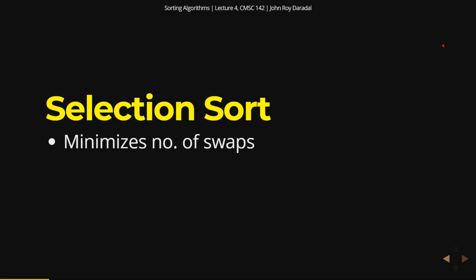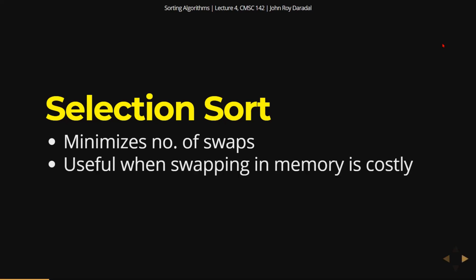Okay? So the selection sort actually minimizes the number of swaps because at most you'll be doing n swaps if n is the number of items in the array. Okay, because later on, in other sorting algorithms, we'll find out that other algorithms do a lot of swaps. Okay, like for example, bubble sort or insertion sort, they would do more than n swaps. Okay, so selection sort is useful when swapping in memory is costly. Okay, so because it minimizes the number of swaps.